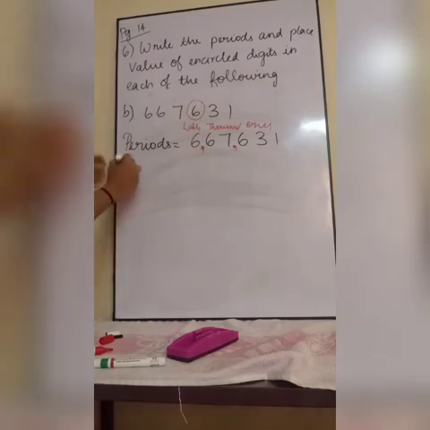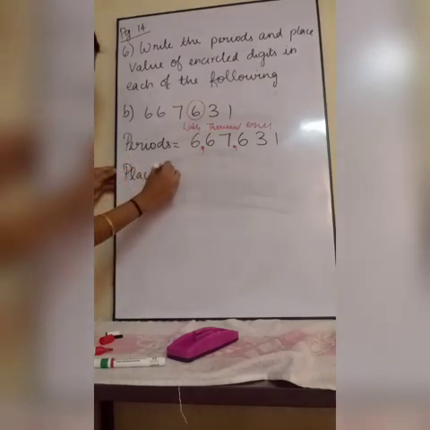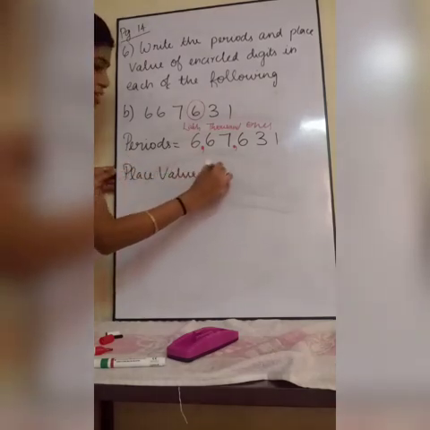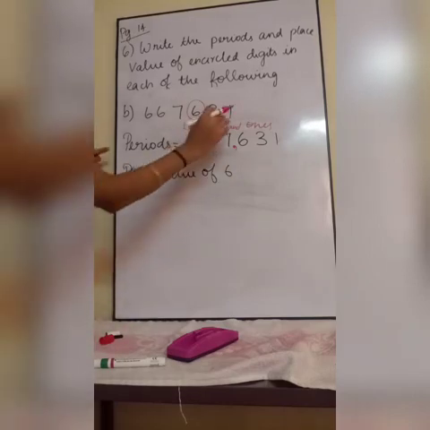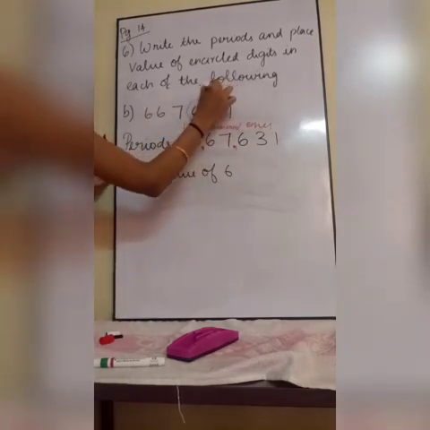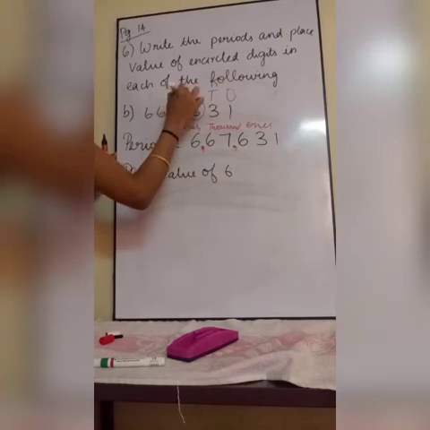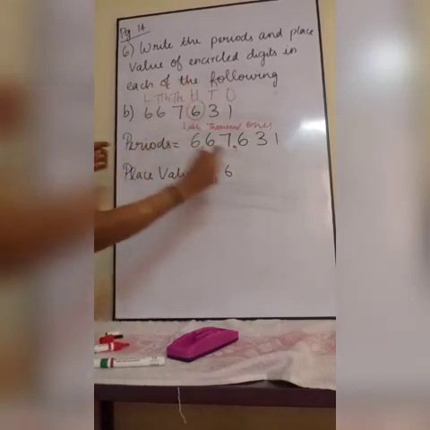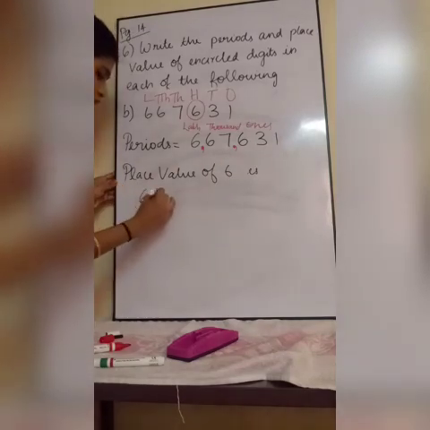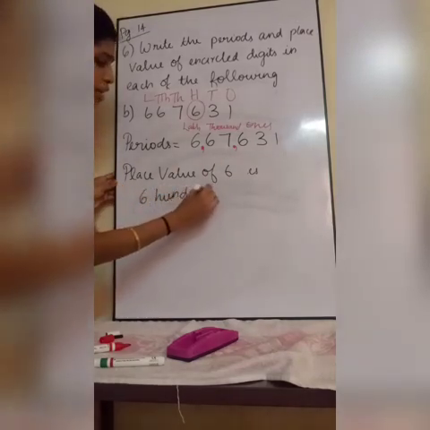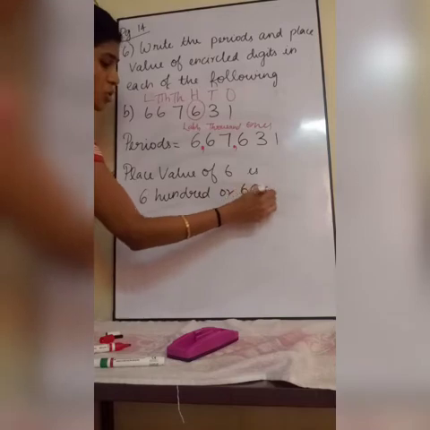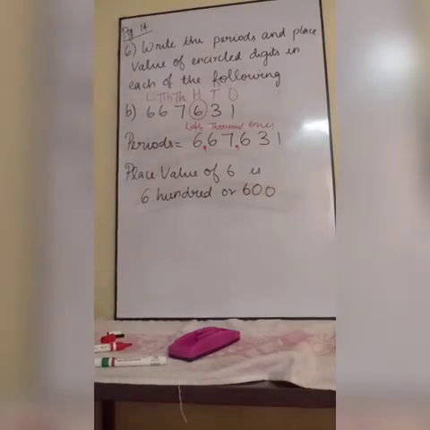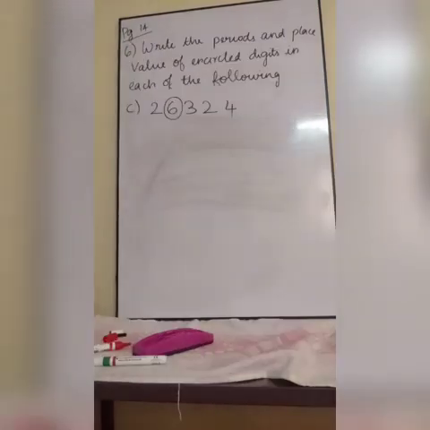So now I am going to do the place value of 6. Before writing the place value of 6, I have to write the place value of every number. Ones, tens, hundreds, 1000, 10,000, lakh. So 6 is in what place? Hundreds place. So 600. Understood? C question. Okay, the same thing we are going to do.